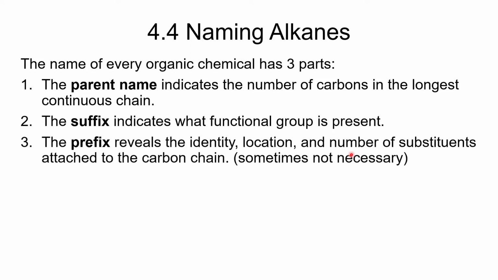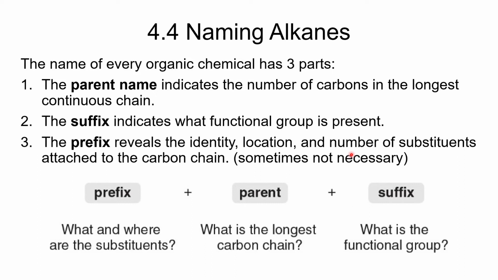The prefix is going to reveal the identity, location, and number of substituents attached to the carbon chain. Sometimes this is not necessary if there are no substituents. So this would be the order. Of course, the prefix goes in the front, the suffix goes at the end, and the parent is going to go in the middle. So usually coming up with the parent and the suffix is going to be your easiest first approach, and then figuring out your prefixes afterwards.